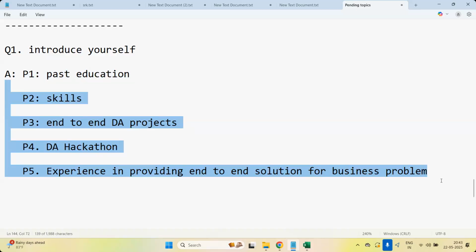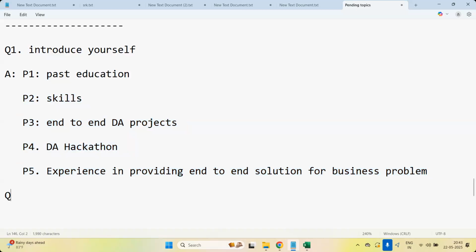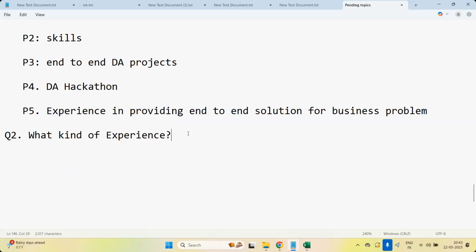Now, so they are going to ask question number 2. What projects you have done? What kind of experience or what projects? Question number 2 is going to be this one. What kind of experience you are having? So what is the answer we are going to give, miss? So how many projects you have done?